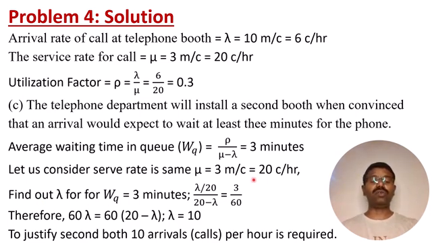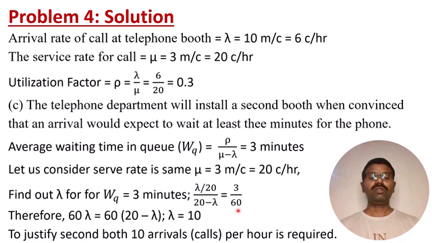Now mu we are already taking as 20 calls per hour, and mu we already know, but lambda we need to find out for WQ equal to 3 minutes. So rho by mu minus lambda, where rho is nothing but lambda by mu. This is the old one actually. Now we are assuming that mu is the same and lambda is changing. So lambda by mu is 20 divided by 20 minus lambda, that is equal to 3 minutes. 3 minutes means 3 by 60, because these are all in hours, so we need to convert this also into hours.